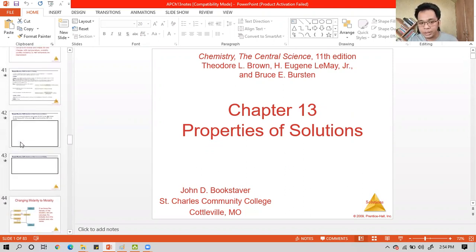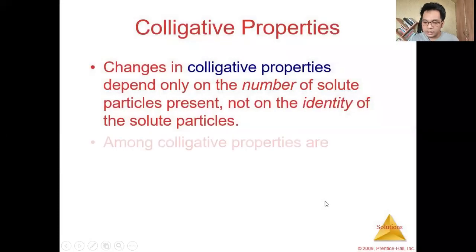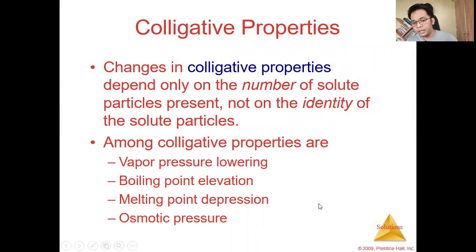Now, the scope of our discussion for this lecture is all about the colligative properties of solutions. Namely, the colligative properties are the vapor pressure lowering, the boiling point elevation, melting point depression, and osmotic pressure. And we will also tackle the colloids before the end of this lecture.